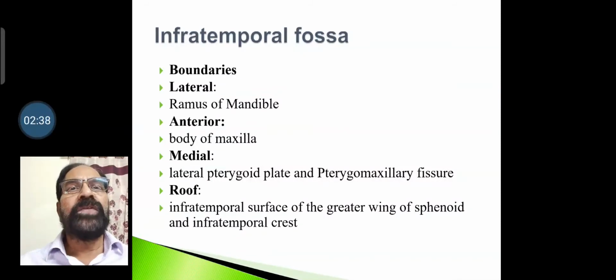So infratemporal fossa boundaries, laterally it is by ramus of mandible, anteriorly it is by body of maxilla. Medial boundary is lateral pterygoid plate, and a fissure that is known as pterygomaxillary fissure. Roof of infratemporal fossa is bounded by infratemporal surface of greater wing of sphenoid and infratemporal crest.